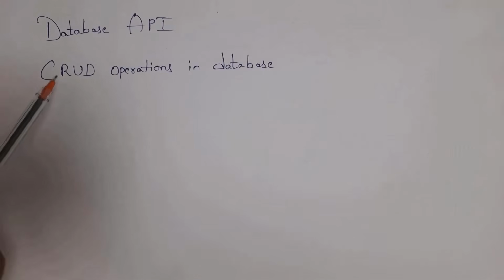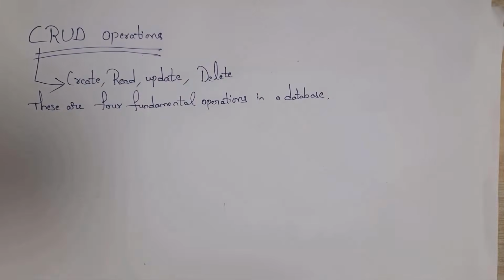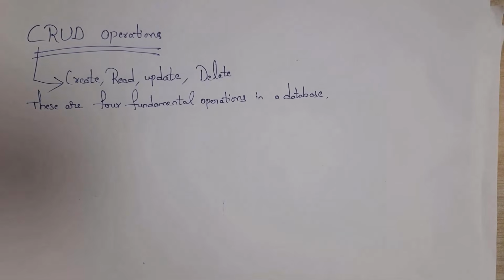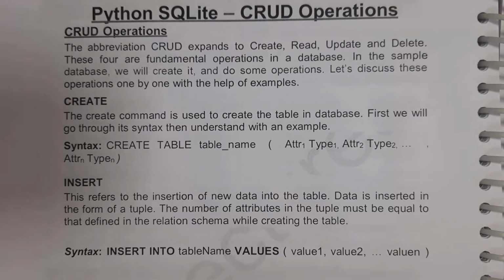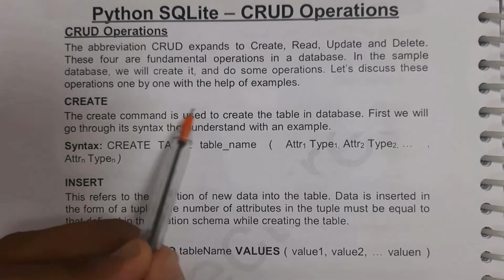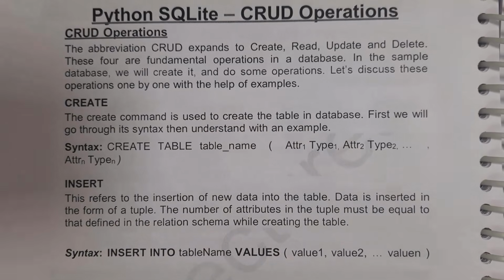Next I will explain CRUD operations in a database. CRUD stands for create, read, update and delete. These are the four fundamental operations in a database. At first I will explain how to create a table. The create command is used to create a table in the database. By using the create command, we can create a table in the database.